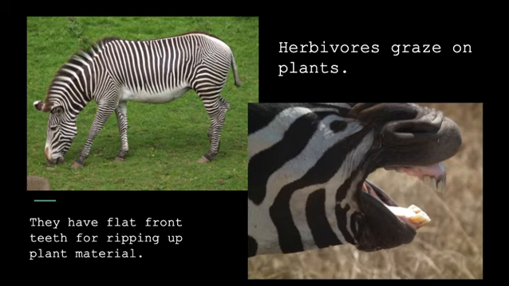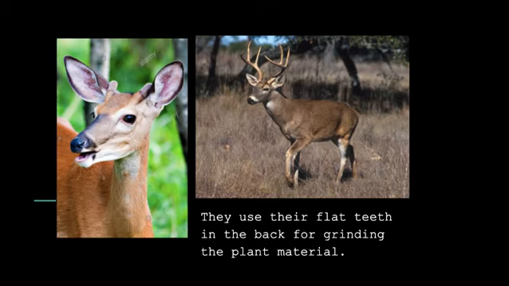So herbivores, we know, eat plants. They graze on plants. And the reason you can tell that this guy is an herbivore is that they usually have flat front teeth for ripping up the plants. Okay? And then they have teeth at the back that they use to crush and grind the plants. So think about another example of what might be an herbivore that you know. Maybe cows or deer. So here's some deer using their flat teeth for grinding that plant material.